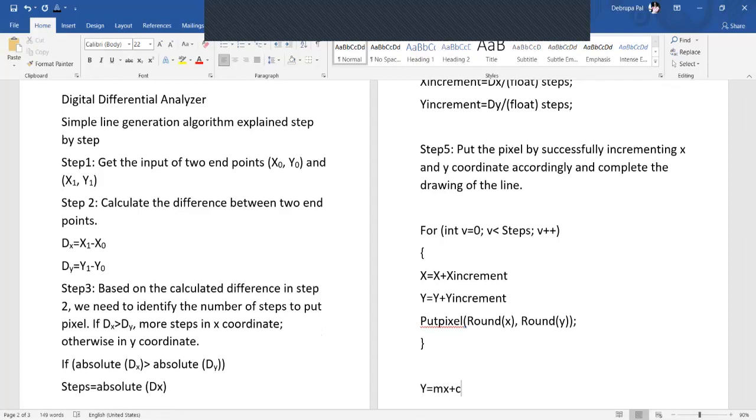Floating point arithmetic in DDA algorithm is a little bit time consuming. Look here, it is floating point algorithm. So here it takes floating point under consideration. So it is a little bit time consuming. And the algorithm is orientation dependent. So these are the characteristic features of DDA algorithm.